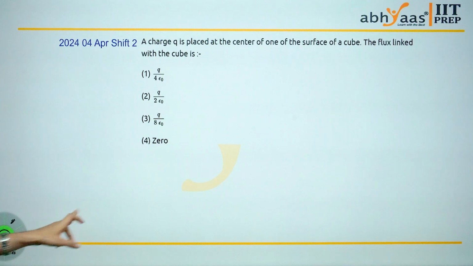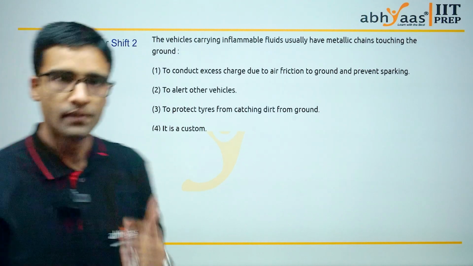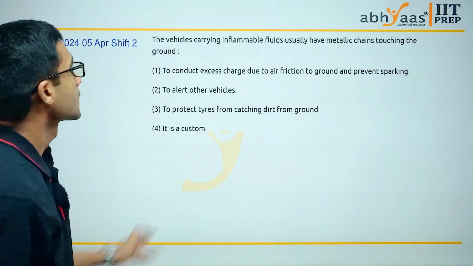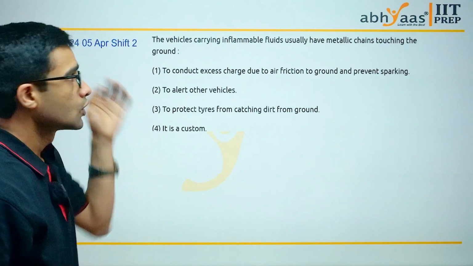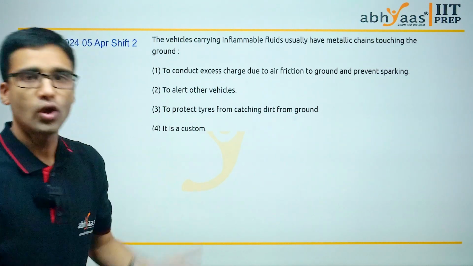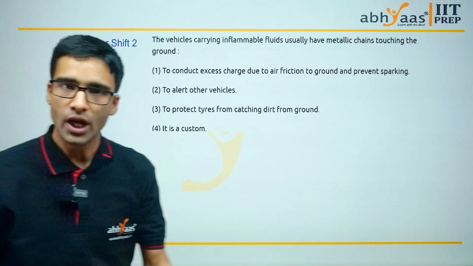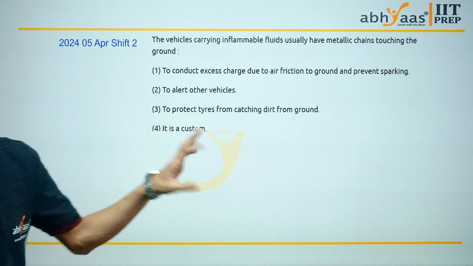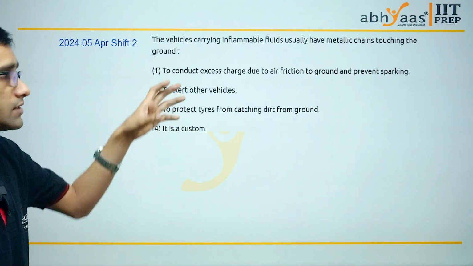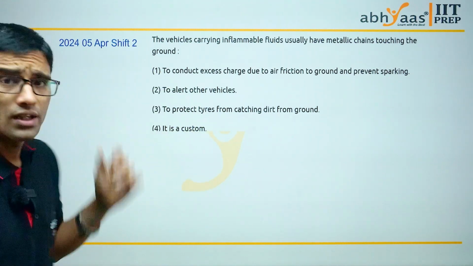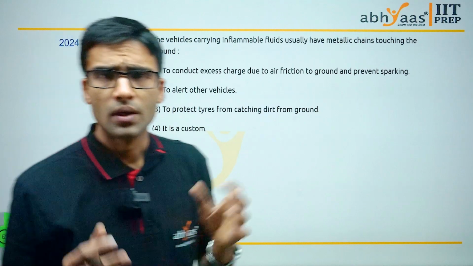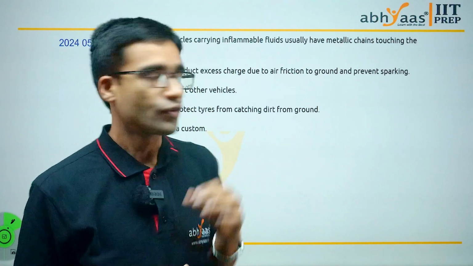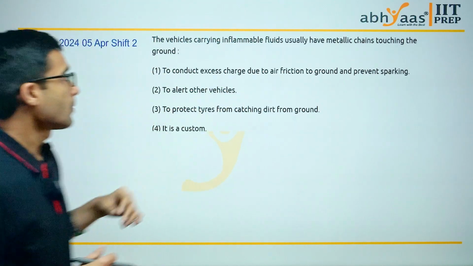Now going to the next question, which is only a theoretical bit. A vehicle carrying inflammable fluids usually has metallic chains. You know that there is resistance or friction due to air, and friction in the chains and the surface. Because of friction between these things, it will cause combustion, and finally it will create a flammable situation.